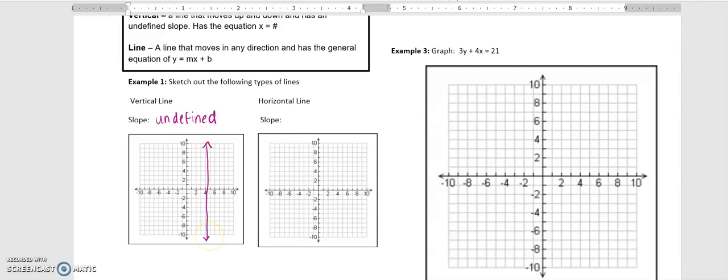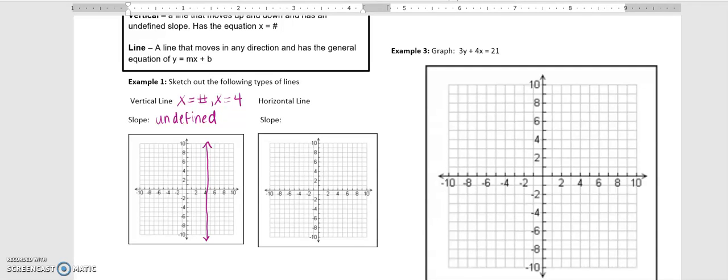They go up and down, but they do not move left to right, which means that when I do rise over run, which is our slope, which we learned in lesson 1, my up and down is a given number, but my left to right is going to be a 0. And anytime you try to divide something by 0, it comes up undefined. So that's why the slope for a vertical line is undefined. The vertical line will always have an equation that starts with x and ends in a number. So for example, I drew my line at positive 4, so my equation would be x equals 4.